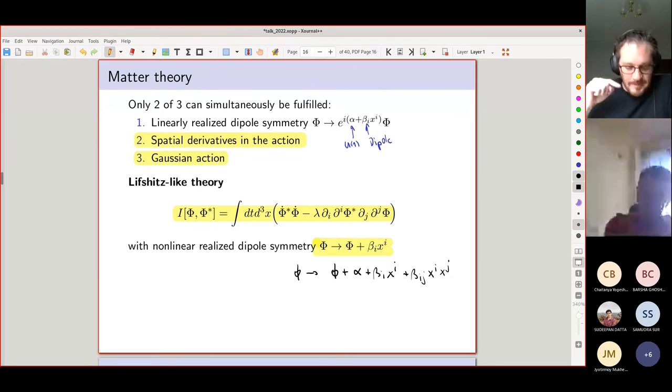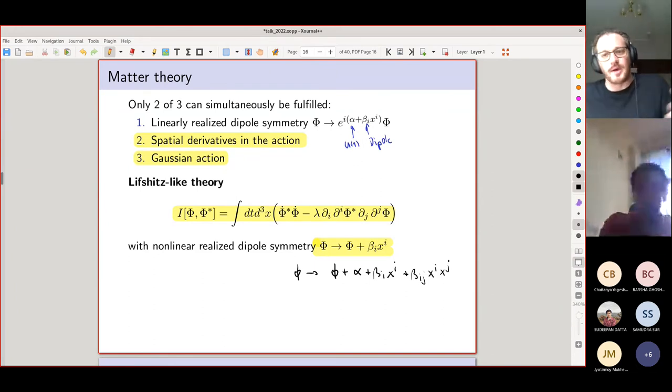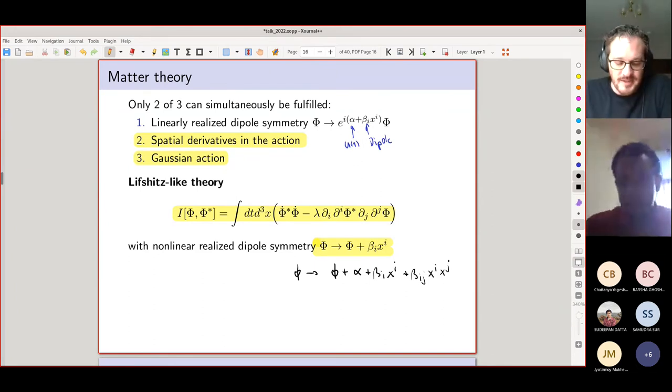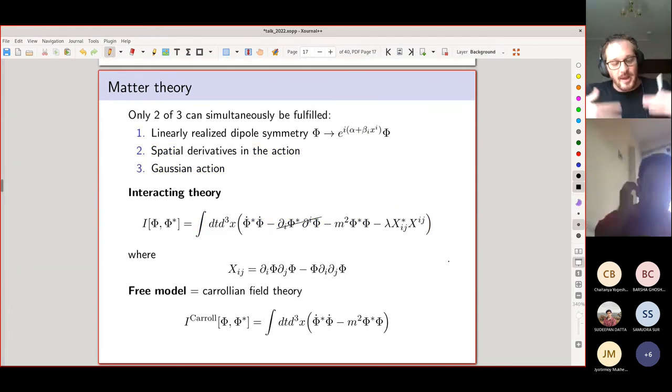But people are also looking at these Lifshitz-like theories. It's just not the one I will focus on in the remaining talk, but again, you can think about it in terms of dipole symmetry. It has a vector that is conserved. Correct, sure.